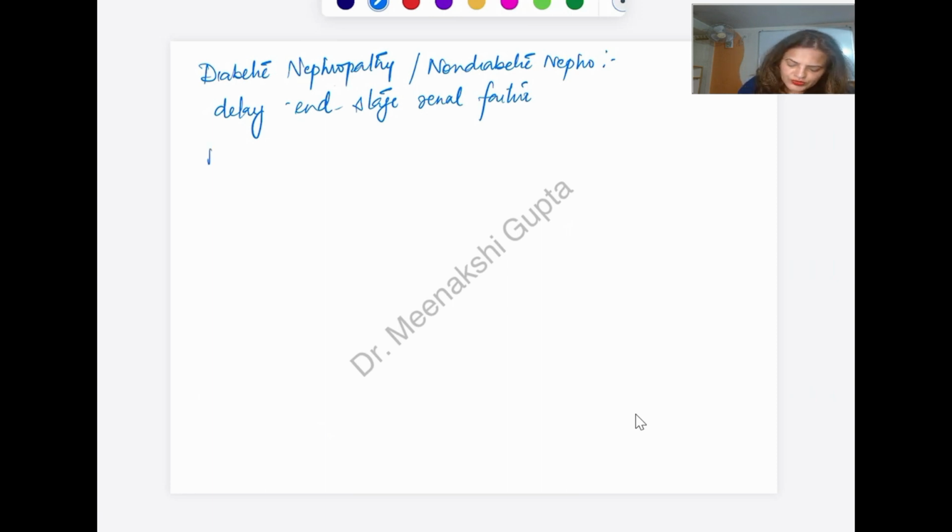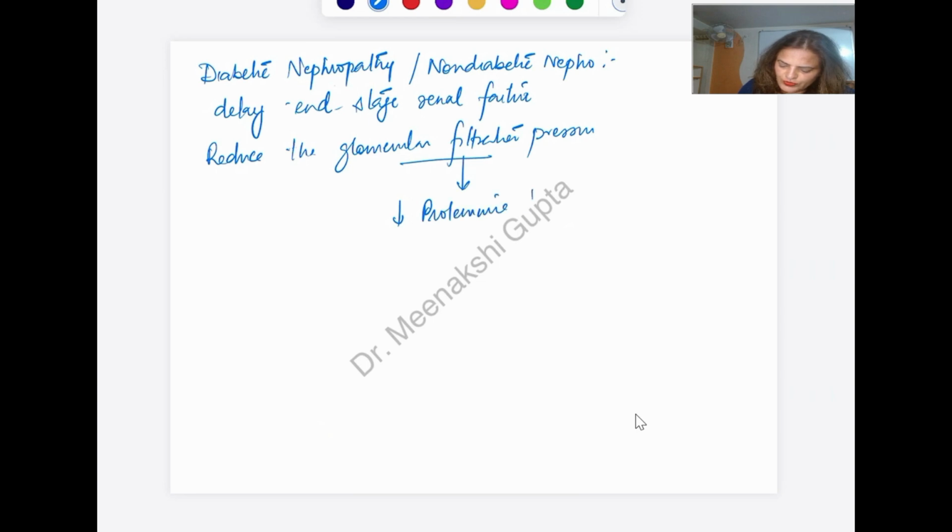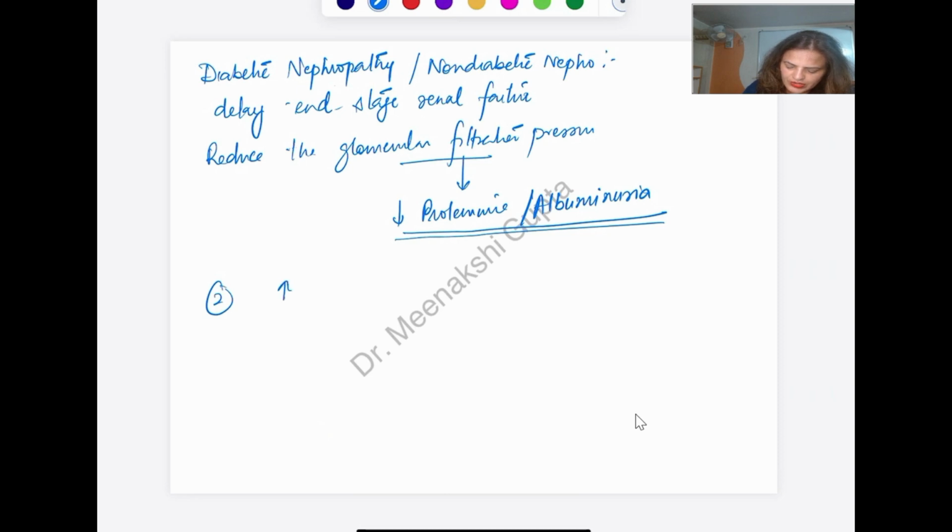So what it does, it is going to reduce the glomerular filtration pressure. By reducing this, it is going to decrease or reduce the proteinuria or albuminuria. So this is how it gives a protective action. Then another one is, it is also going to increase the creatinine clearance, so reduce the dialysis.